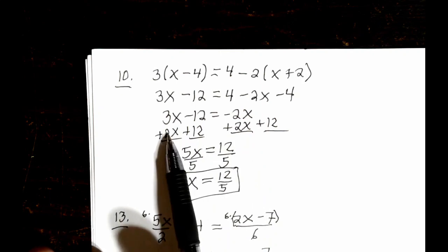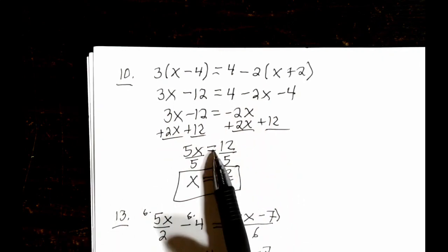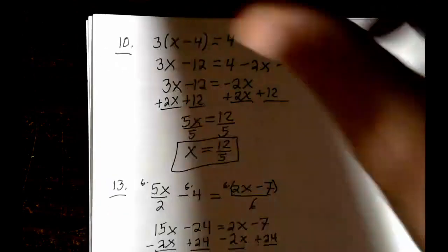So now let's bring the 2x to the left and let's bring the 12 to the right. Divide by 5 and you get 12/5.